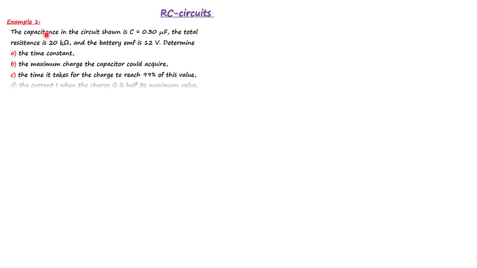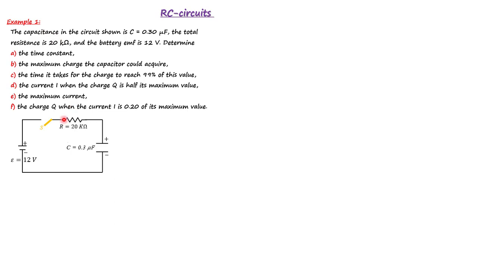Let's start with our first example. So we have a circuit shown here. The capacitance is 0.3 microfarad. The resistor is 20 kilo ohm and the battery is 12 volt. So we're going to have many questions here.